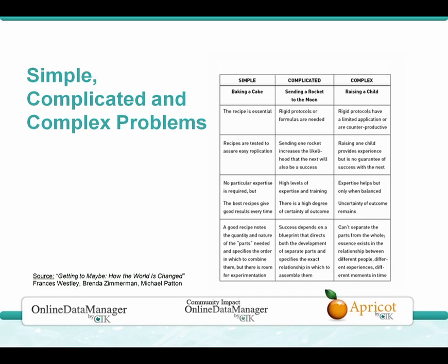It has the same thing, though, it just has a rigid protocol, formulas are needed, but you follow the recipe, you follow all the steps, and you will in fact get to the moon, because all of the variables always act the same way. The complex problem is like raising a child, and in that case the variables don't always act the same. So because of that, unfortunately, while we have the best intentions and we do all the same things, we don't always end up with the same results.